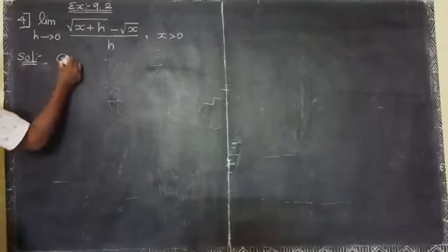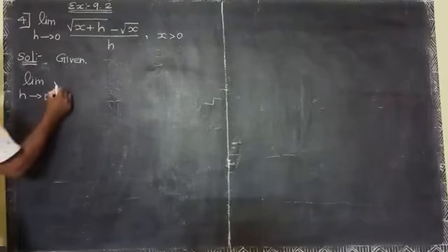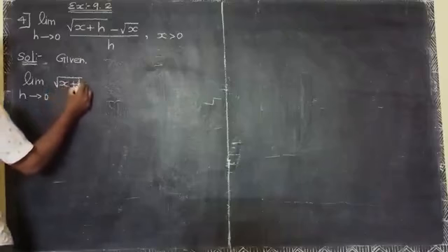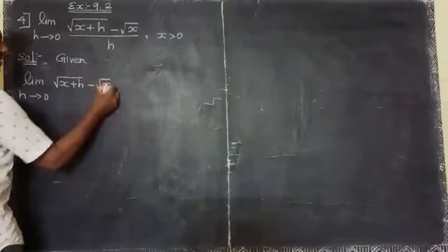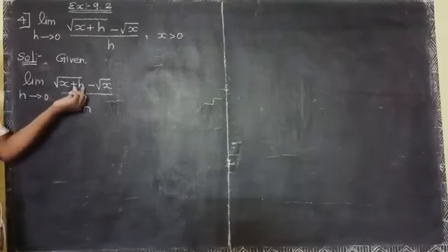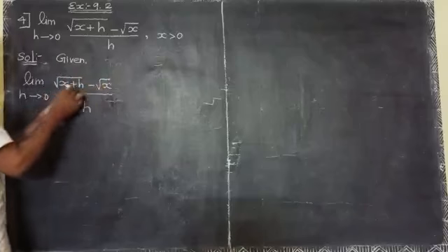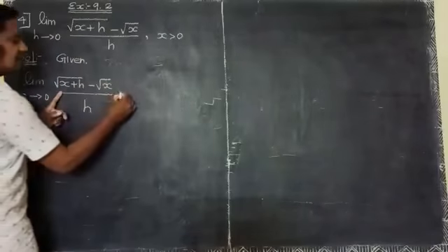Given limit h approaches 0, square root of x plus h minus square root of x divided by h. Here replace h equal to 0. Square root of x plus 0 is square root of x, minus square root of x, divided by 0. That is 0 by 0, an indeterminate form. So we use the conjugate of the numerator.